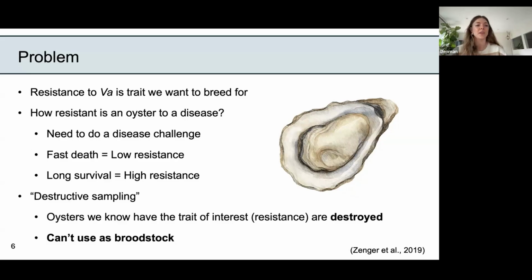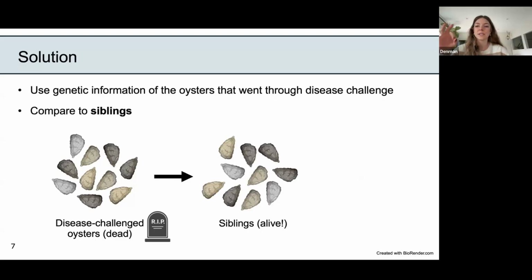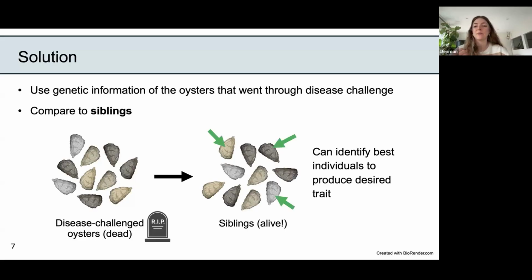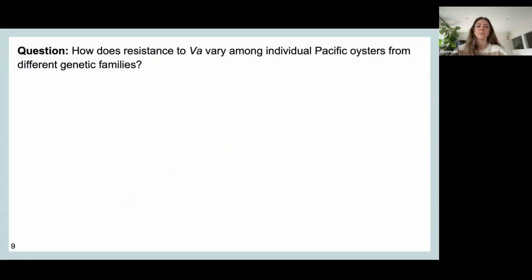So the solution to this, and where genomic selection comes in, is that we can use the genetic information of the oysters that went through that initial disease challenge, and we can compare that to the siblings that are still alive. Using that, we can identify the best individuals within that sibling group to produce the desired trait. And essentially, your sibling group then becomes the candidate broodstock for the next generation.